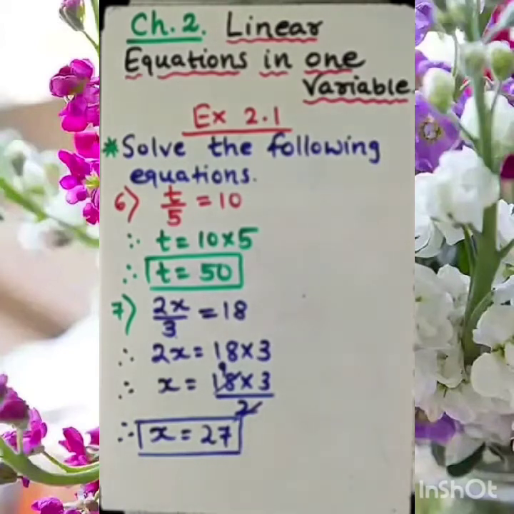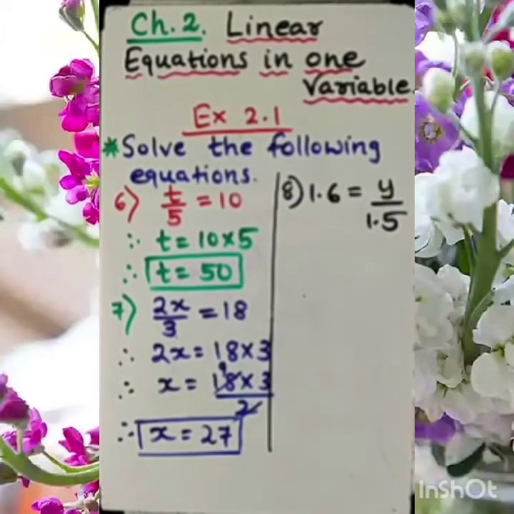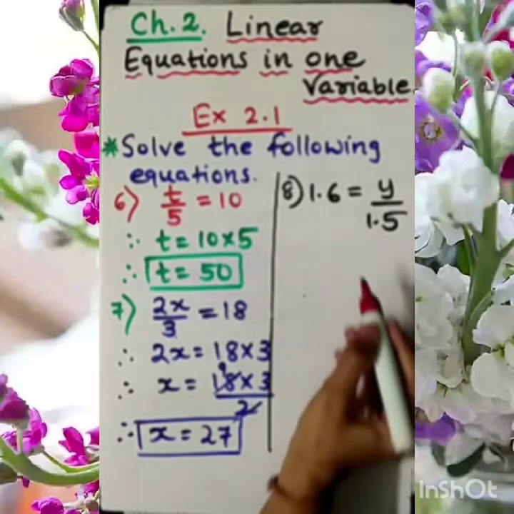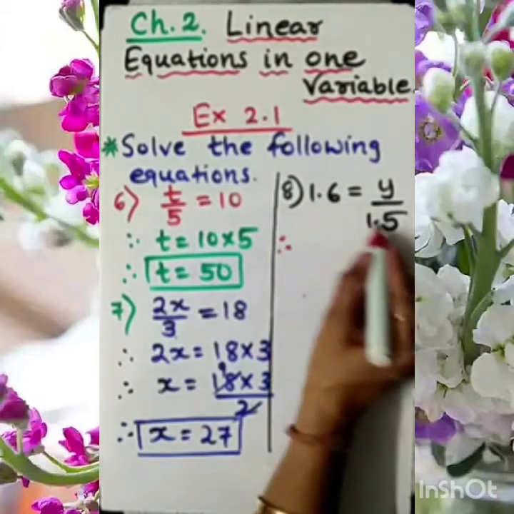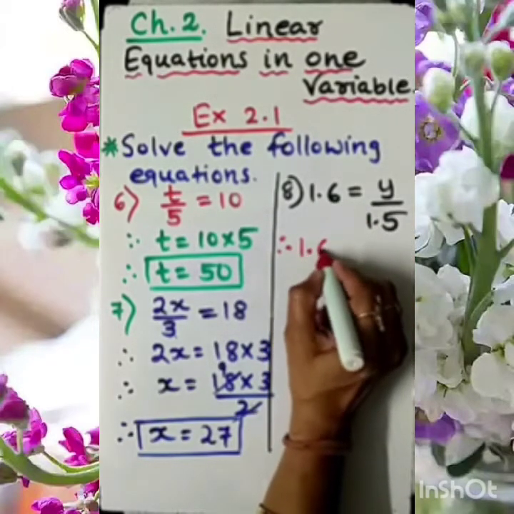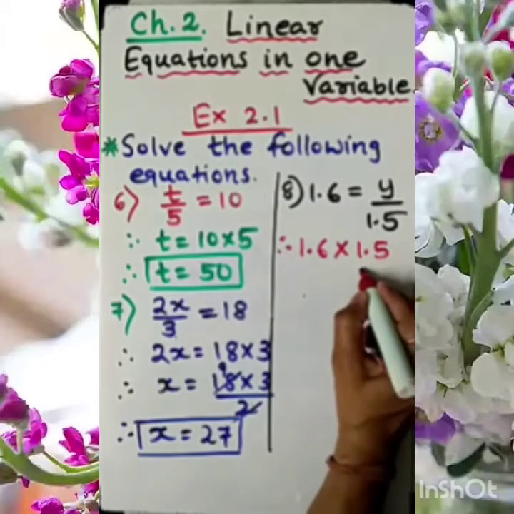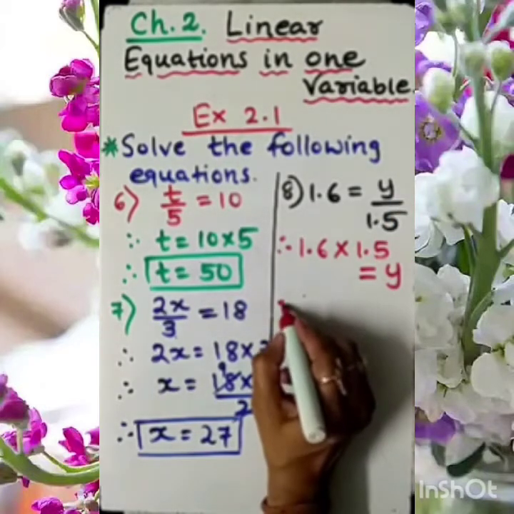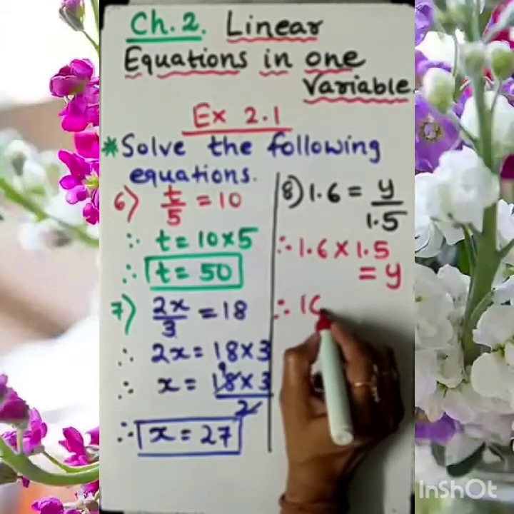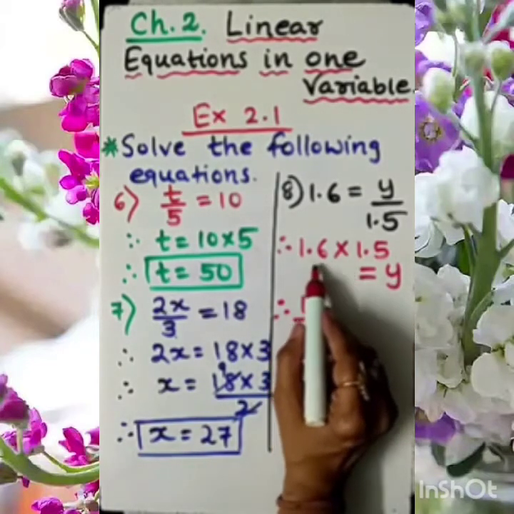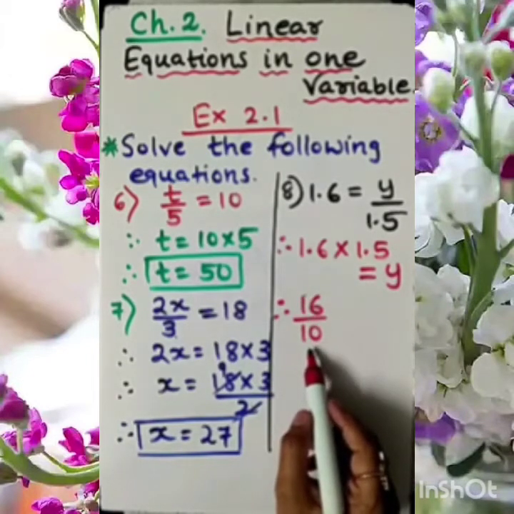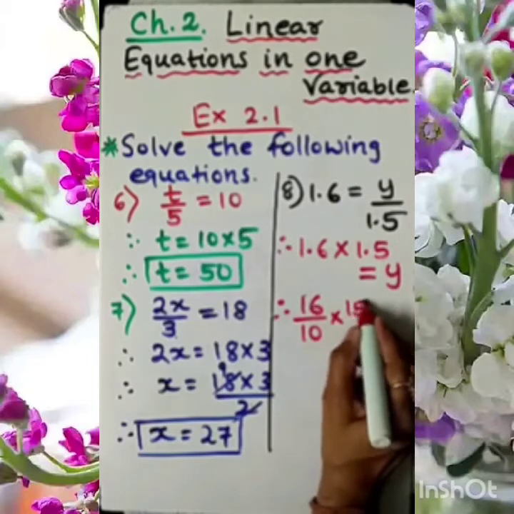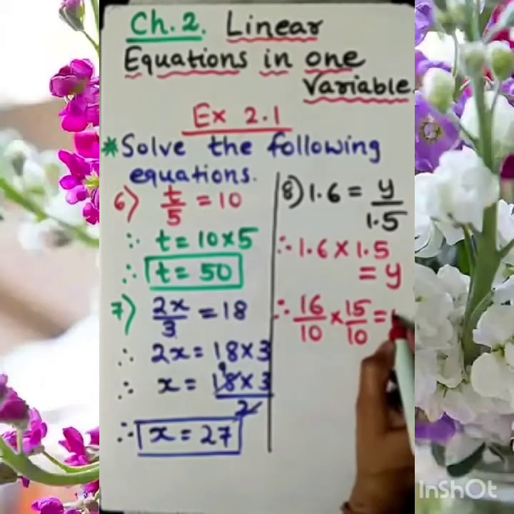Let's see the 8th now. So, my dear student, the 8th is in front of you. The question is 1.6 equal to y upon 1.5. Fine. Now, you can see these two terms should be in cross multiplication. So, 1.6 into 1.5 will be equal to y. Therefore, now how to simplify this? As we know, 16 upon 10. When we remove the decimal, then we need to write 10 here. Okay? And here 15 upon 10.